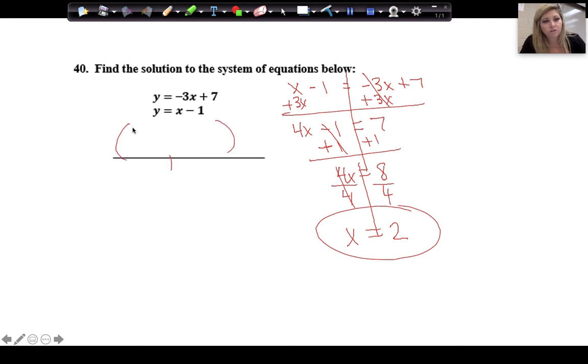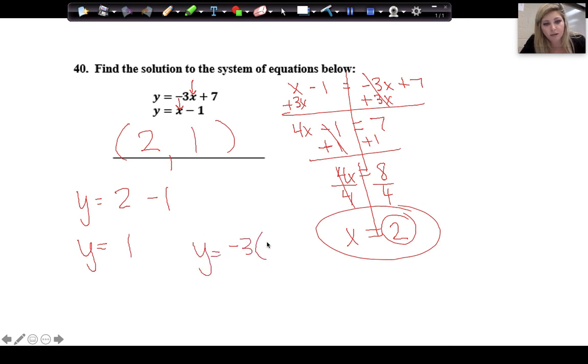Okay, a solution is always an ordered pair with an x and a y value. So our x value is 2. We still have to figure out our y value. To do that, you can replace either one of these x's with 2, and then solve for y. So y is equal to 2 minus 1. So y is equal to 1. You could have also done y is equal to negative 3 times 2 plus 7. Negative 3 times 2 is negative 6 plus 7.